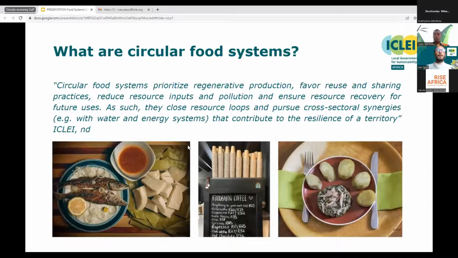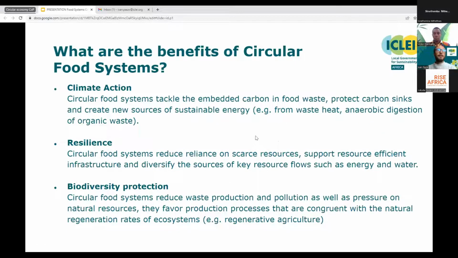And into what it looks like when the concept of circularity in food systems is integrated, one finds what's called circular food systems, which are defined by Eclipse as systems that prioritize regenerative production, favor reuse and sharing practices, reduce resource inputs and pollution, and ensure resource recovery for future users. As such, they close resource loops and pursue cross-sectoral synergies that really contribute to the resilience of territory, focusing on the local context.